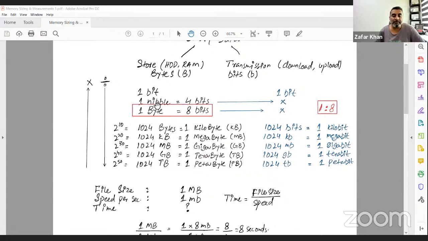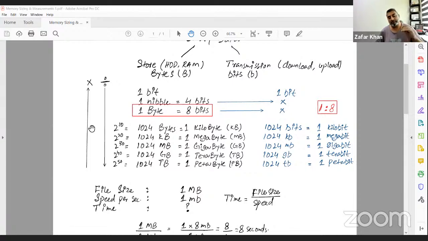One thing that you have to remember, and that is the most important thing, is that 8 bits make a byte. So this is a 1 to 8 ratio. Similarly, if we have 1 kilobyte, we can convert it to kilobits by simply multiplying it by 8. As 1 byte has 8 bits, 1 kilobyte would have 8 kilobits. 1 megabyte will have 8 megabits. 1 gigabyte will have 8 gigabits, and this goes on. So this 1 to 8 ratio remains there.